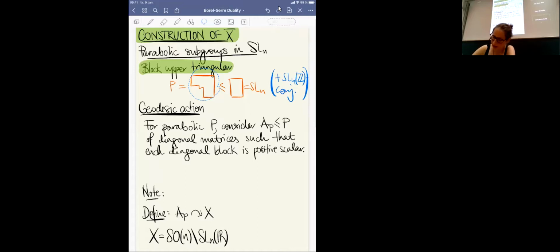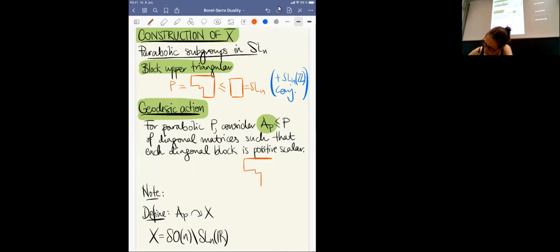Okay, now the main idea of this construction is that of a geodesic action. So we define this geodesic action as follows. Given a parabolic subgroup P, something block upper triangular like this, we consider the subgroup AP of diagonal matrices such that each diagonal block is a positive scalar. So these diagonal blocks correspond to the parabolic subgroup P.